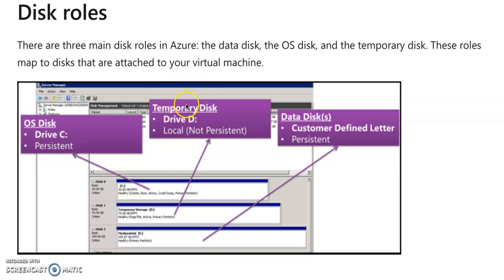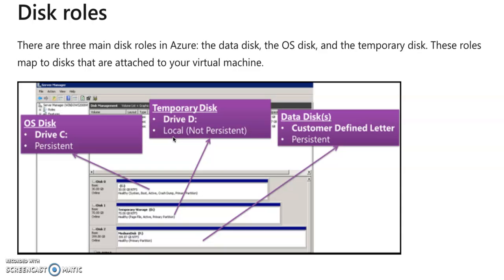Now the second is the temporary disk, which is the D drive or any other name you can give, which is local and present to that VM, and which is not persistent. What not persistent means here is that if you store data on this disk, it will be there as long as the VM is up and running. If you restart the VM, or if you deallocate and allocate back, you will lose the data. So you have to be very careful when you save any file, log file, or data file on this disk. Definitely, if you restart the VM, it will lose the data.